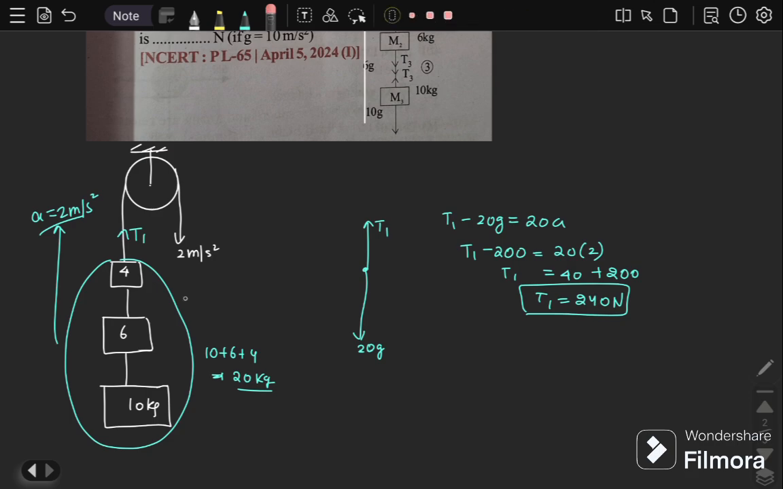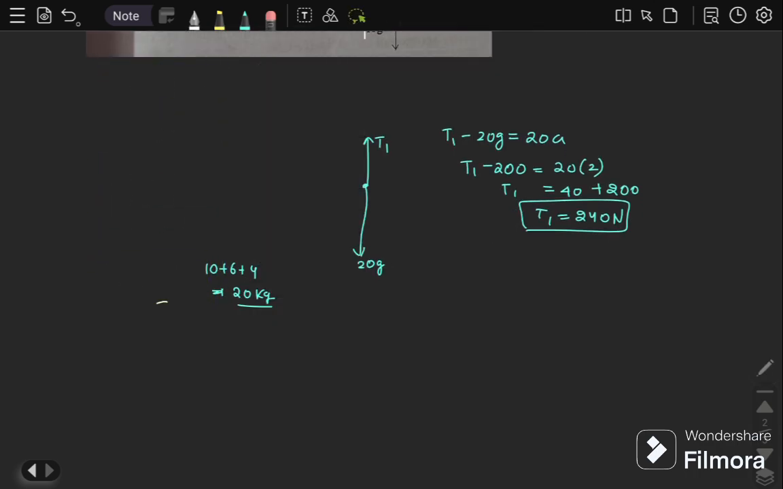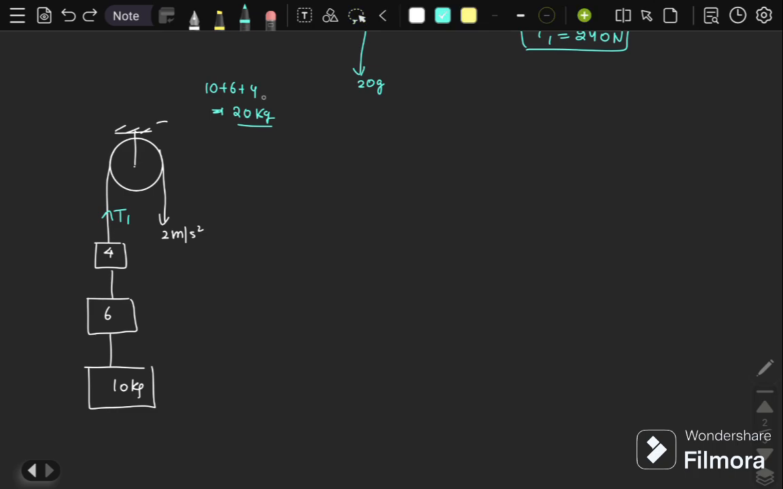But in case we do not consider the whole as one system, and we consider every block and draw the FBDs, then also we will get the answer. So this is one way. Another way to do the same question is by considering that this is T1, this is 4g, 6g, and then 10g. The tensions acting are T3, T2, and T1.